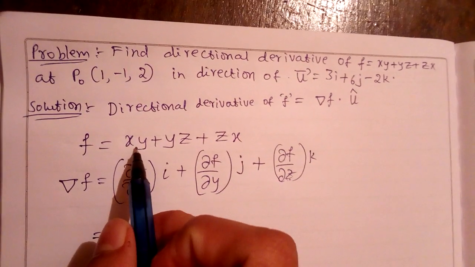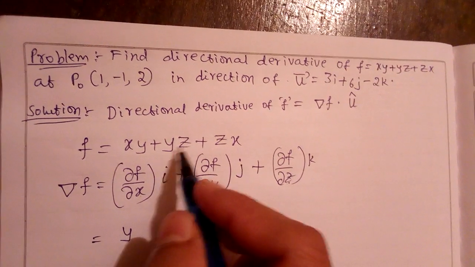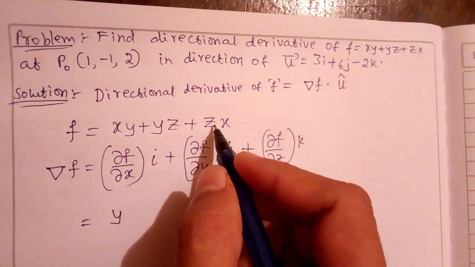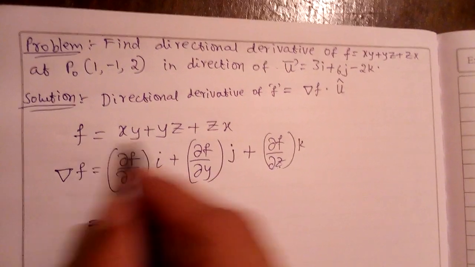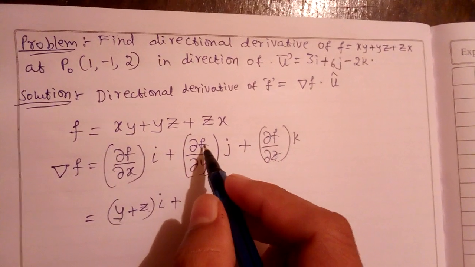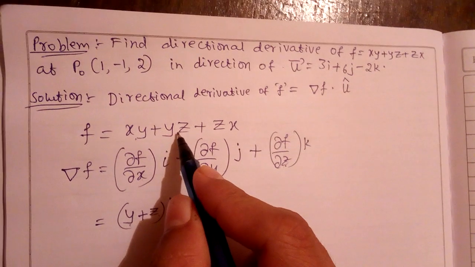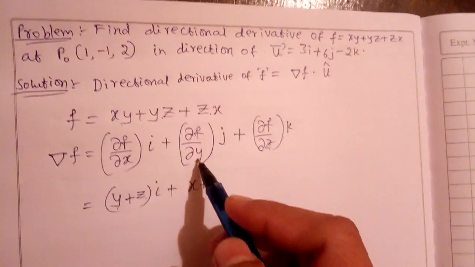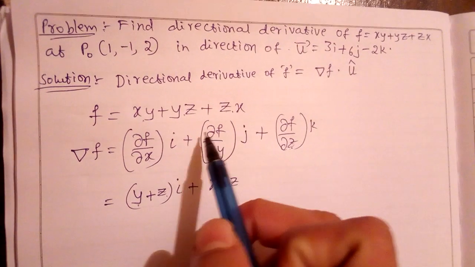Now, the partial differentiation of xy with respect to x becomes y, and the partial differentiation of yz with respect to x becomes 0, because y and z are considered constants while partially differentiating with respect to x, and the partial differentiation of zx is z with respect to x. Now the partial differentiation of function f with respect to x is (y + z) times i, plus the partial differentiation of xy with respect to y is x, and the partial differentiation of yz with respect to y is z, and the partial differentiation of zx with respect to y becomes 0, because x and z are considered constants while partially differentiating the function with respect to y.